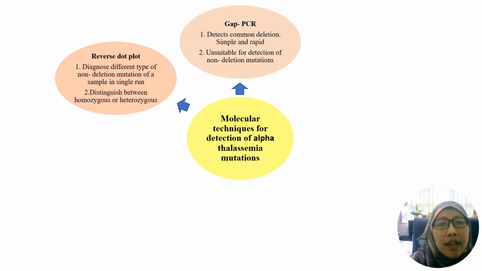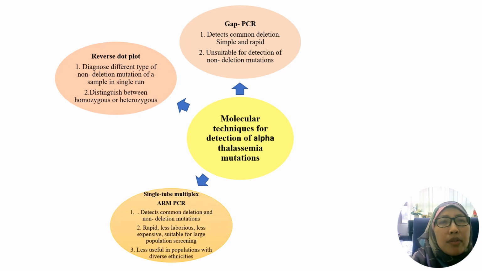Next, we have gap PCR. This is currently used to detect common deletion types of alpha thalassemia. It amplifies the DNA sequence by using primers flanking the deleted region. We also have single-tube multiplex amplification refractory mutation system, or ARMS PCR, which can be used for rapid detection of deletion and non-deletion mutations of alpha thalassemia. The ARMS technique is also known as allele-specific PCR.